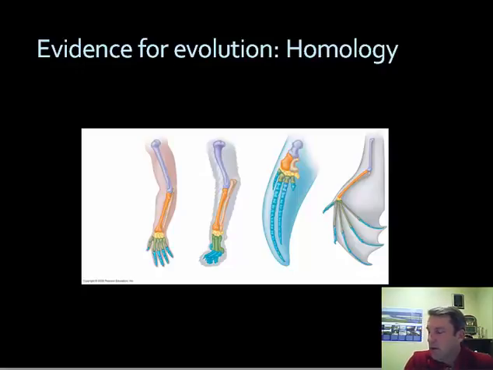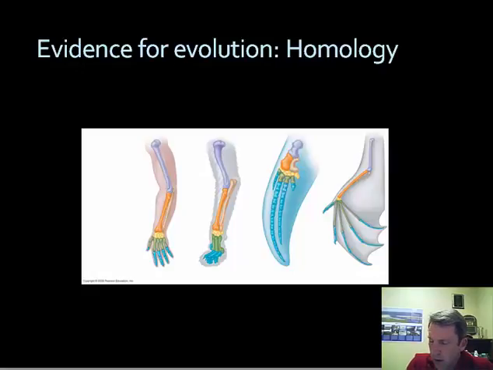So those are all things in comparing structures that exist today in animals, and trying to make some inference or ideas about their past link to evolutionary relatedness or common ancestry.